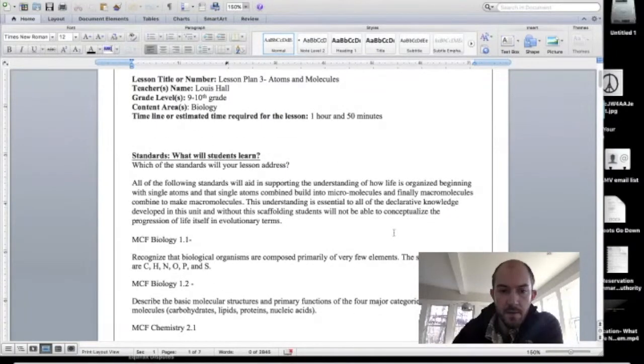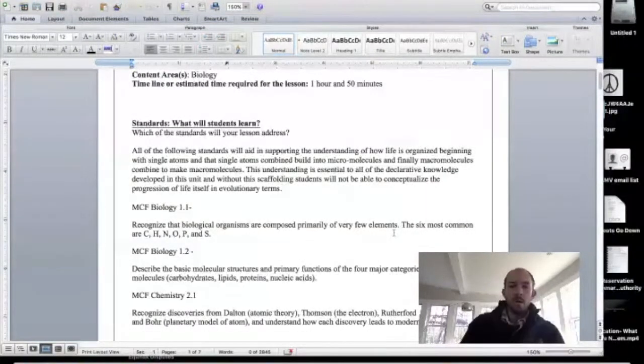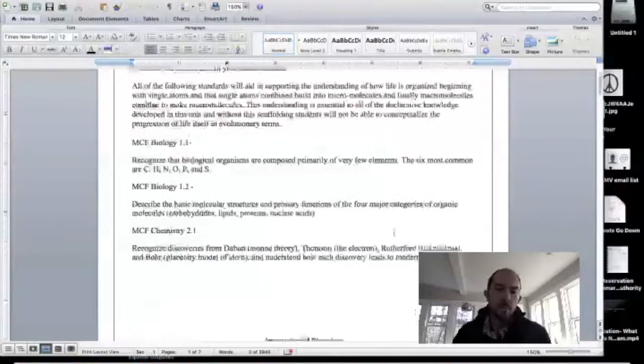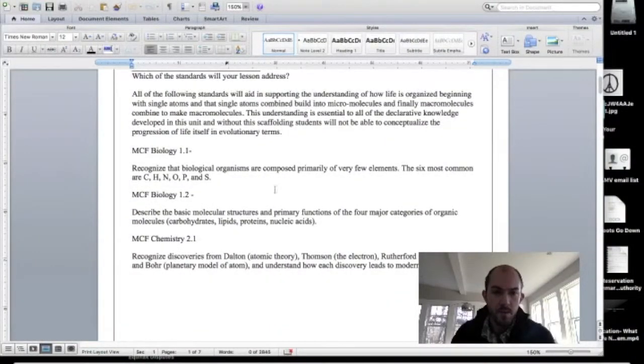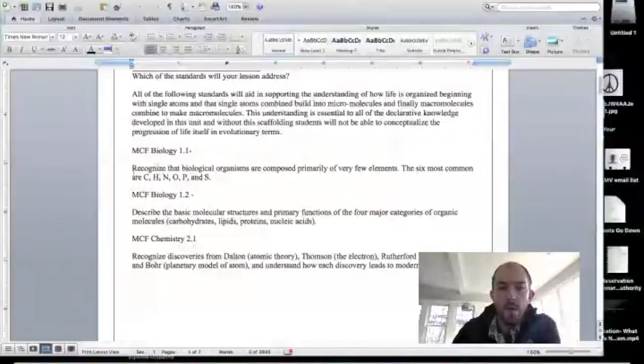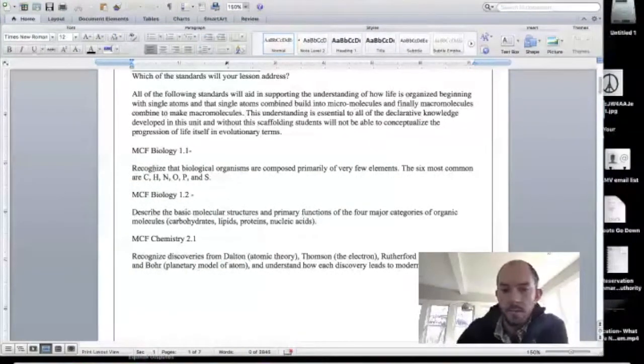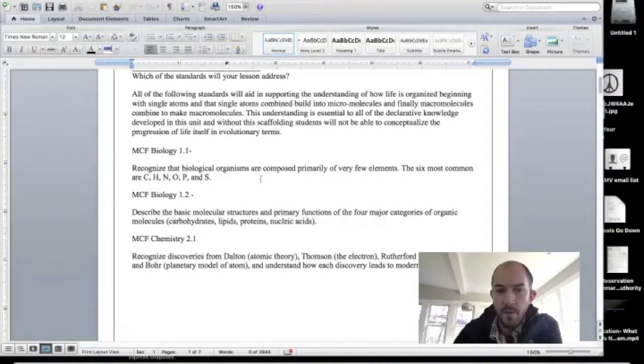Through this lesson, students will look at 3 main Mass Curriculum Framework standards, MCF Biology 1.1, 1.2, and 2.1, where the learning goal is that they'll recognize that biological organisms are composed primarily of very few elements. The 6 most common are C, H, N, O, P, and S.